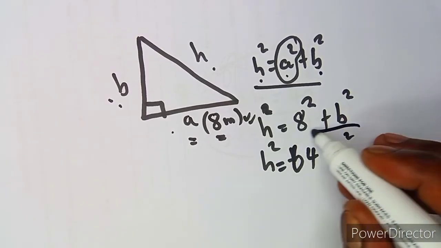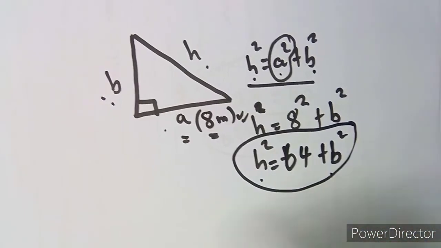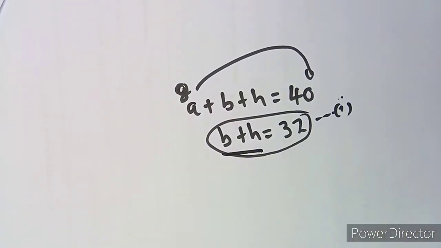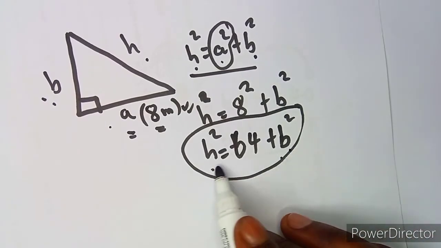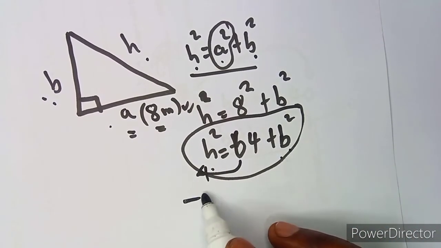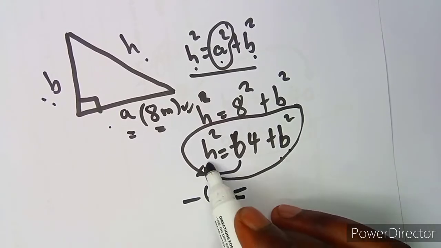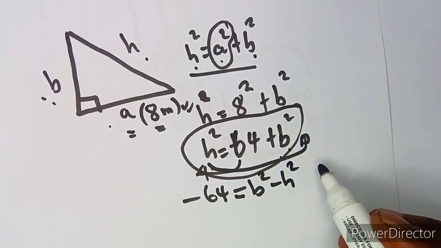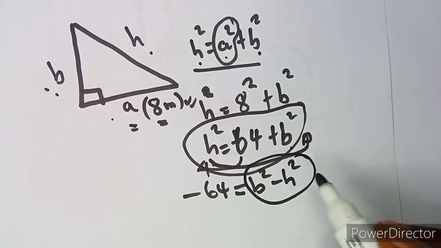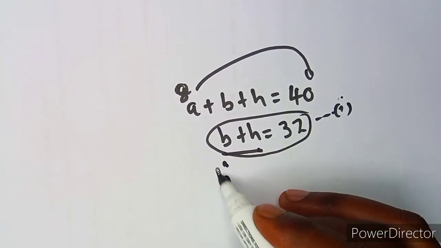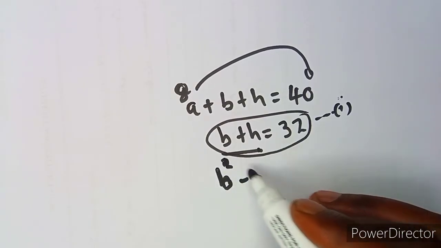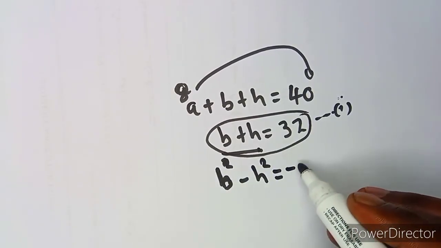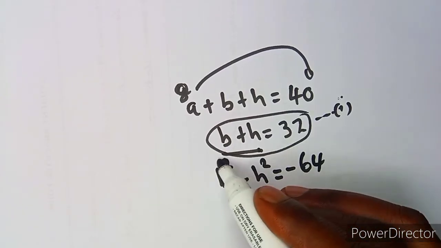So as we can see, we have another equation in terms of h and b, but let's try to have something in this format. Here we have b plus h. So how can we have it in terms of b and h? You can take 64 to this end, it's minus 64, which is equivalent to h squared. To this end it is going to be b squared minus h squared. So this can be rewritten as b squared minus h squared equivalent to minus 64. So we have actually formulated another equation.